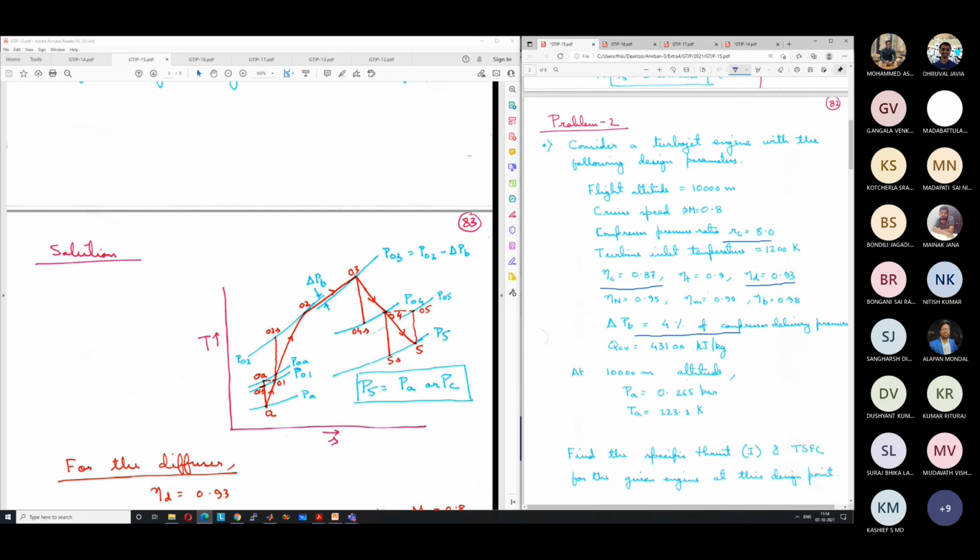Okay. So once you find P03, this is the turbine inlet pressure. What is the turbine inlet temperature? It is given to us, 1200 Kelvin. So turbine inlet conditions are known. So then what we have to do? After that, what will we do? What will be the next step? Once we have found P03 and T03.